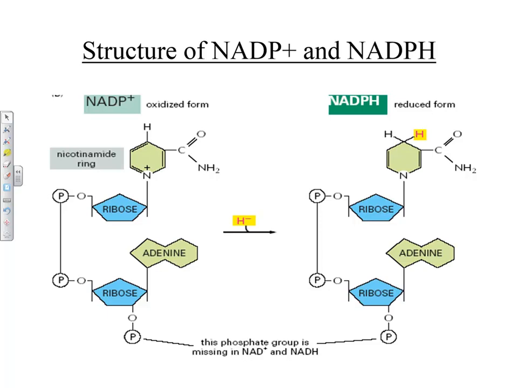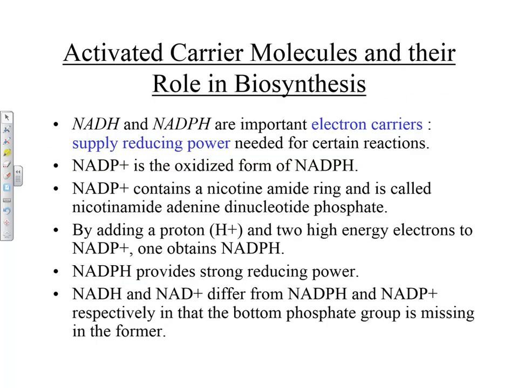So this is NADP plus and NADPH, and similarly you have NAD plus and NADH. Let me go back to the previous slide, and now we are in a better position to understand what's written here. You can see NADH and NADPH are important electron carriers, and they supply reducing power that is needed for certain reactions. NADP plus is the oxidized form of NADPH. That's the stuff that we had on the left, right?